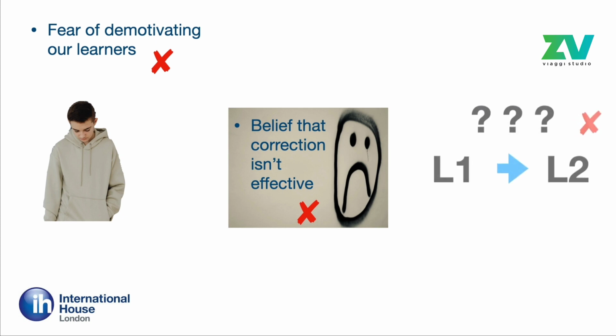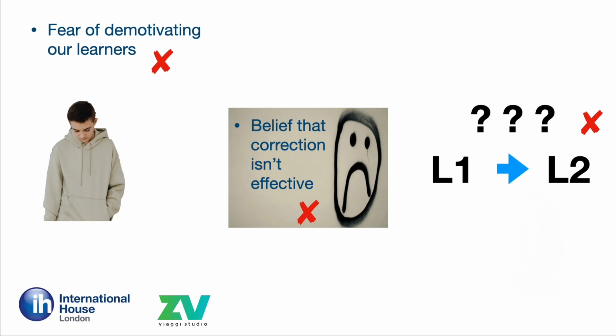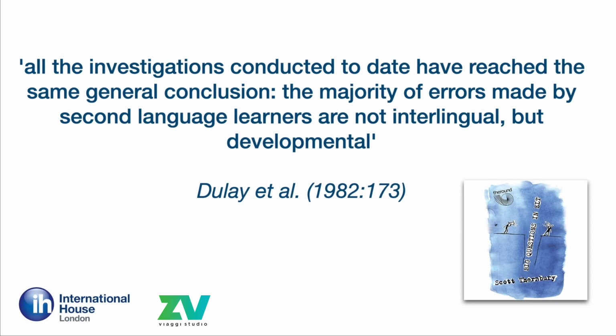And a third belief is that most errors can be attributed to the influence of the mother tongue. This is known as L1 interference. But take a moment to read this. So what are developmental errors, and how can correcting them help?